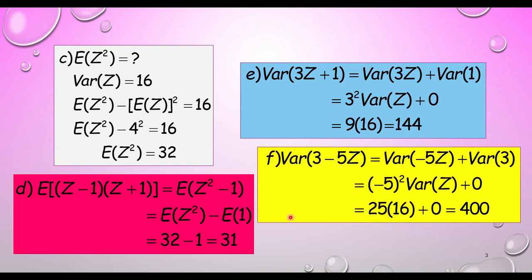Okay, now continue F. Variance of 3 minus 5Z. By using properties, we can write it as variance of negative 5Z plus variance 3. Okay, variance for negative is always positive. So please take note that negative 5 here you can bring out and you need to square it. Negative 5 squared multiplied with variance Z plus variance 3, which is 0. So the answer is 25 times 16 plus 0, that is 400.